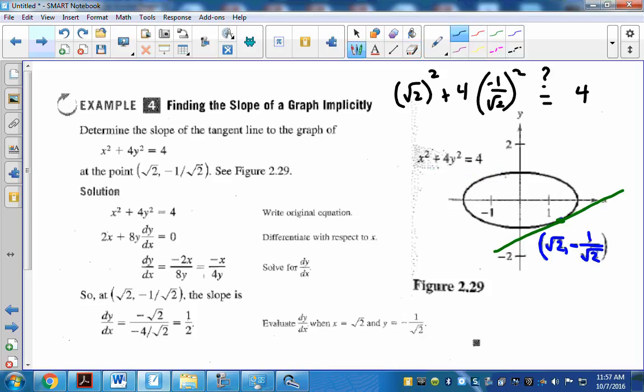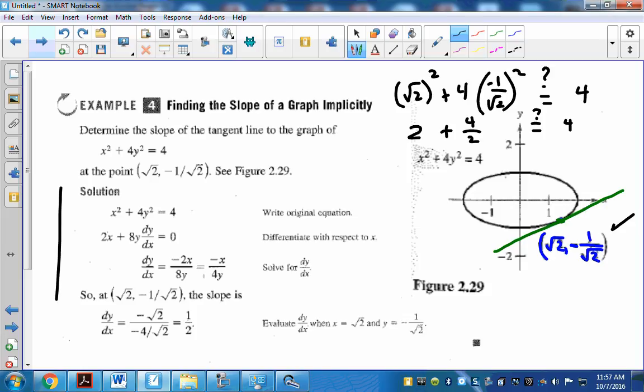So what do we have? Root 2 squared is 2. Root 2 squared is 2. So this is 4 divided by 2. And does that equal 4? Yeah, it does. 2 plus 2 equals 4. Okay, so this is a good point. Now, let's see if we can find the slope of the tangent line.